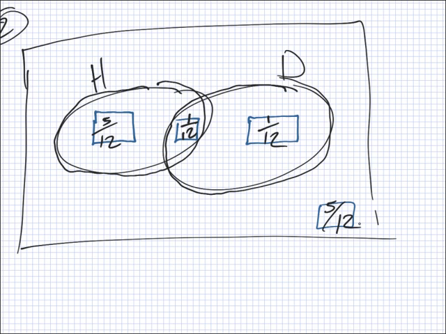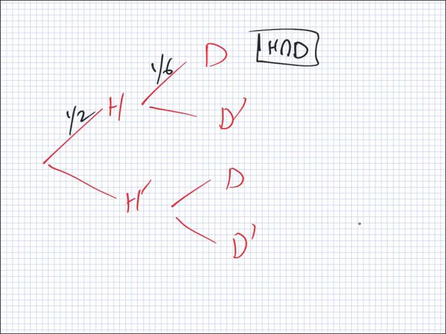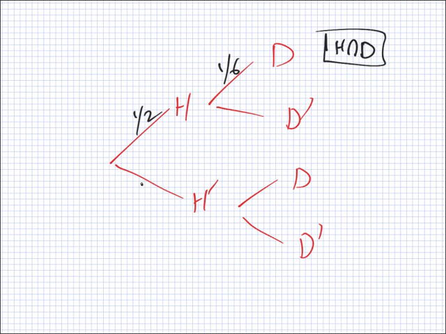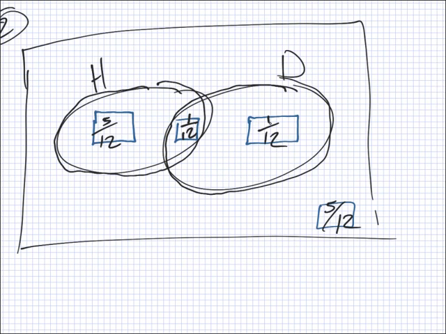If I go back to the tree for the moment, what's the probability of not getting a heads? Half. And not getting a 6? 1 over 6. No, 5 over 6. If you multiply these together, what do you get? 5/12ths. No heads and no 6, 5/12ths, which is exactly the number I wrote here.